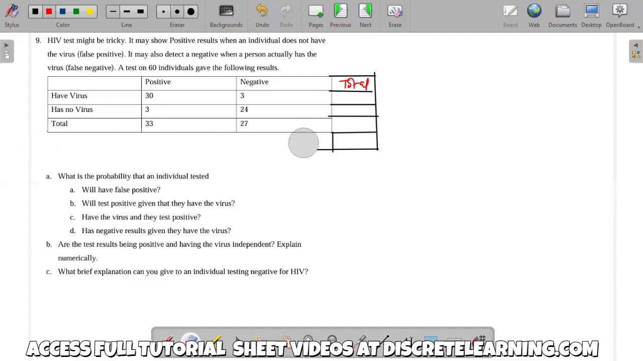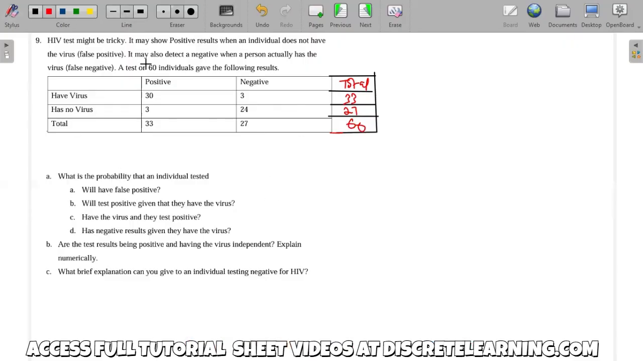So here I erase this. It's not needed, because they already gave me the total. So I just have to find the totals for this. So 3 plus 30 in the first row, I have 33. And then in the second row, 3 plus 24, I have 27. So 33 plus 27, I get 60 indeed. That is good. Now that we have the two-way classification table, we can find the probabilities.